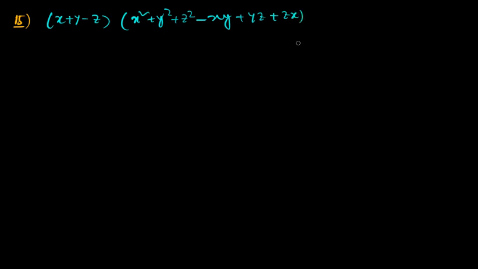First is question number 15, where we need to find the product. It's given: find the product of (x + y - z) times (x square + y square + z square - xy + yz + zx).